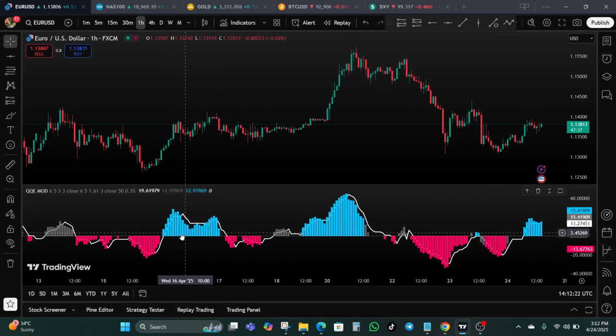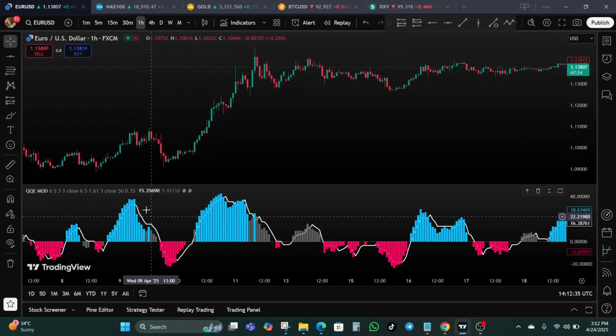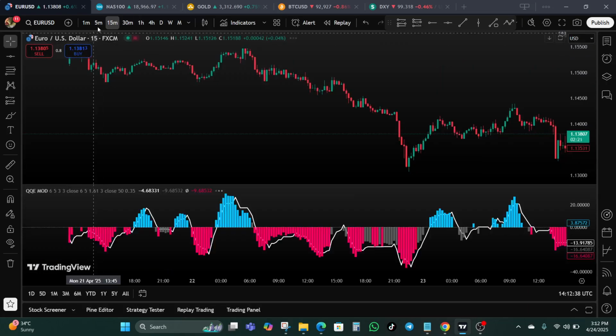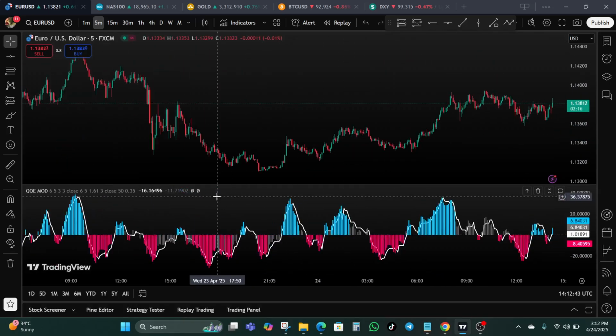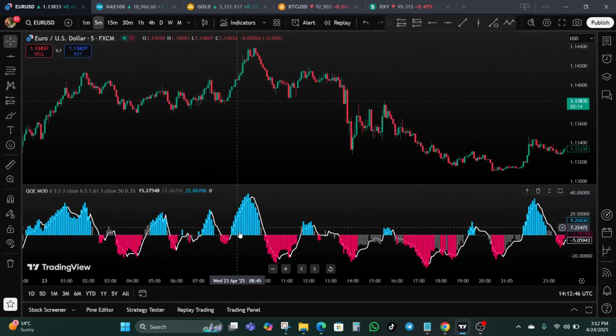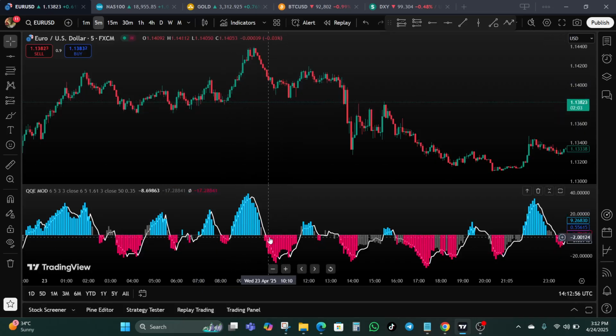Now, when the histogram bars are blue above the zero level, it shows bullish momentum. When the histogram bars are red below the zero level, it shows bearish momentum, obviously, right? So you want to pay attention to the strength of that momentum. Of course, you're going to be using smaller time frames. Let's go to the 5 minute chart. You want to pay attention to the momentum that is prevailing at the time. If you notice the blue histogram bars above the zero level, then you'll be looking out for buy trades. If you notice the red histogram bars below the zero level, you'll be looking out for sell trades.